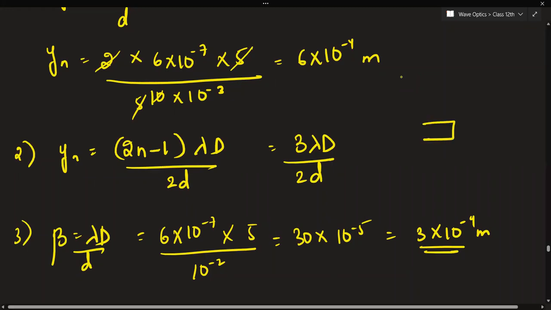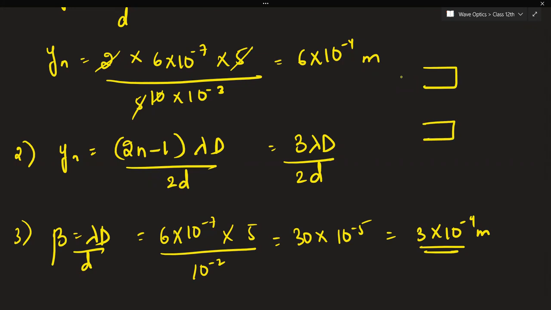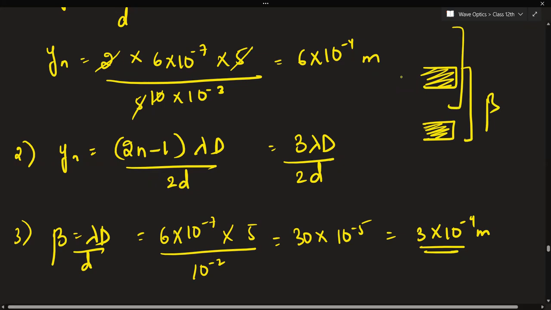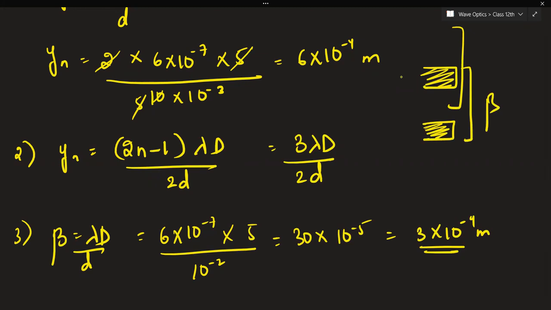Let's say here you have one fringe and here you have another fringe. So this one, let's say this is bright, this is bright. If you want to find this separation, this is known as the fringe width. This is possible for bright as well, and for dark as well. The formula we had calculated was lambda capital D by small d. So put in the values, you will get this. All right. Okay.